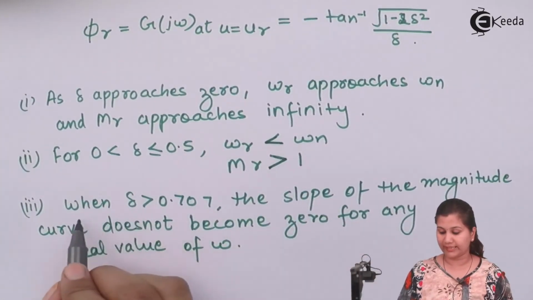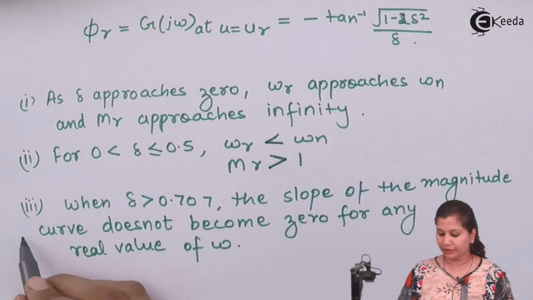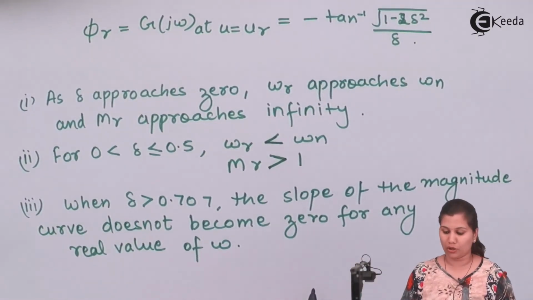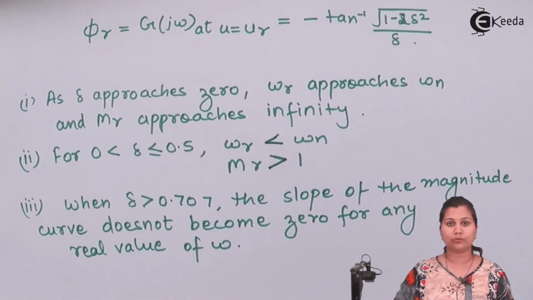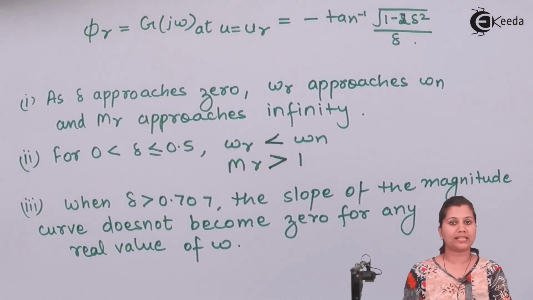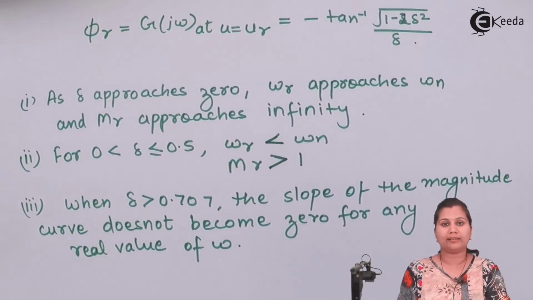Now when this del is greater than 0.707, the slope of the magnitude curve does not become 0 for any real value of omega. So you can see that the values of Mr and omega r, the design specifications in frequency domain, resonant frequency and resonant peak, are related with the damping ratio and the natural frequency. So this is how the correlation can be developed between the frequency domain and the time domain.